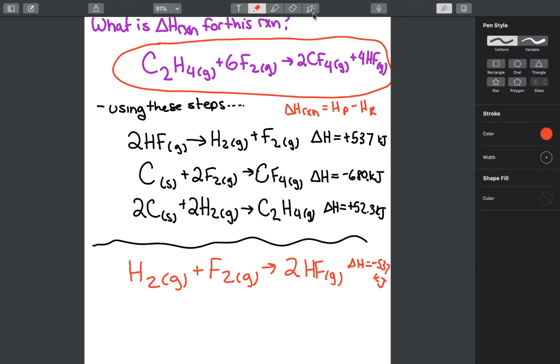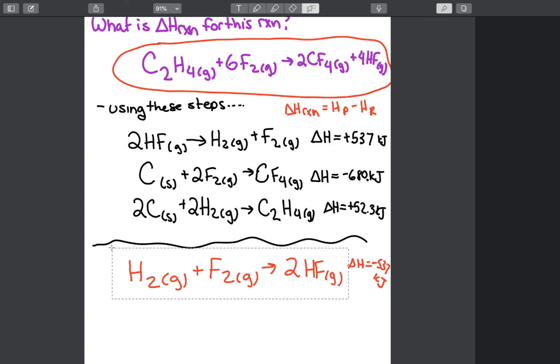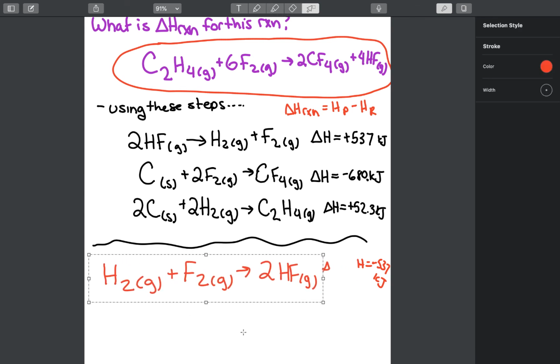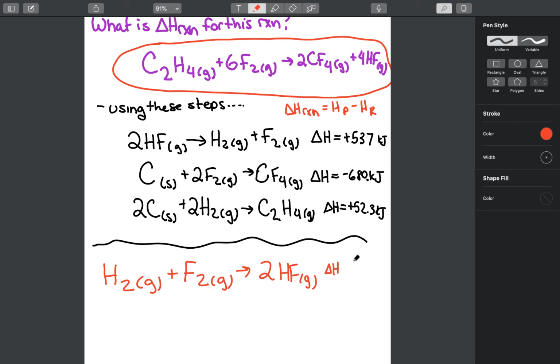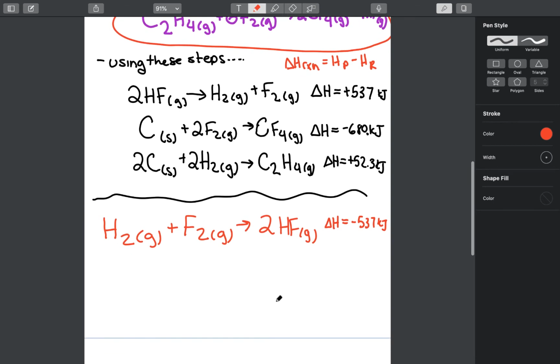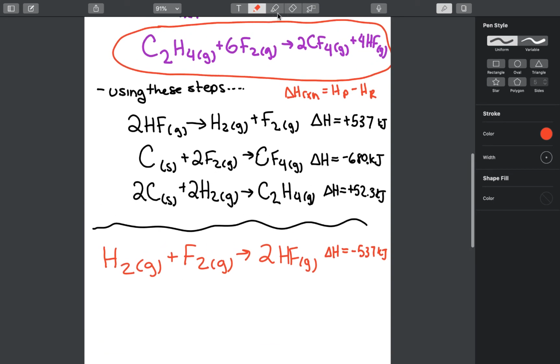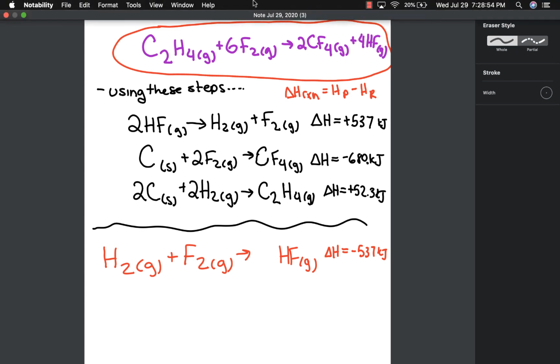So let's just move this over here so we can make some more space. I'll just rewrite this. Okay. So delta H is equal to minus 537 kilojoules. But we're not done yet with this reaction here. If you look at our overall reaction, we have 4 hydrofluoric acids. However, in this reaction, we only have 2. So what do we have to do? Well, we have to multiply the whole equation by 2. So let's do this. So I'm going to get a different color. So let's do this one. Let's get rid of this 2.